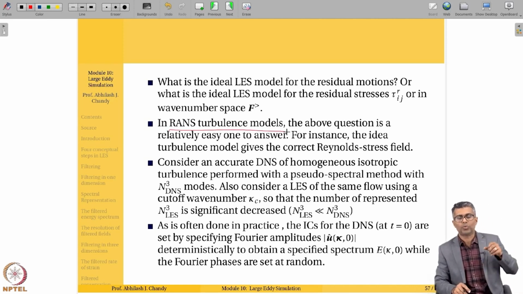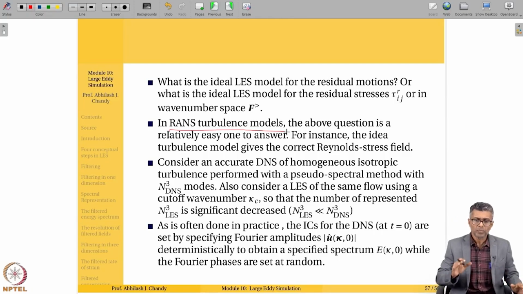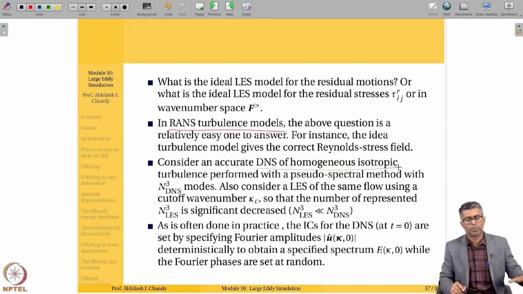For instance, the turbulence model that gives us the right Reynolds stress field is the ideal LES model. But let's consider an accurate DNS of homogeneous isotropic turbulence. We use a pseudospectral method. We use N_DNS cubed number of modes.